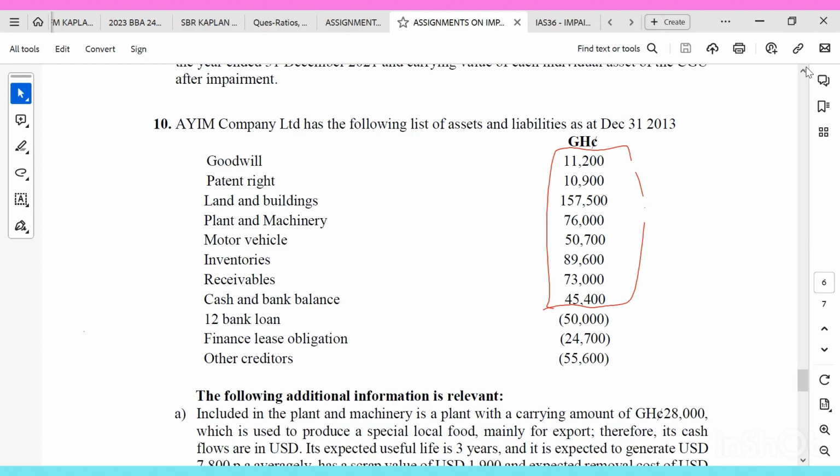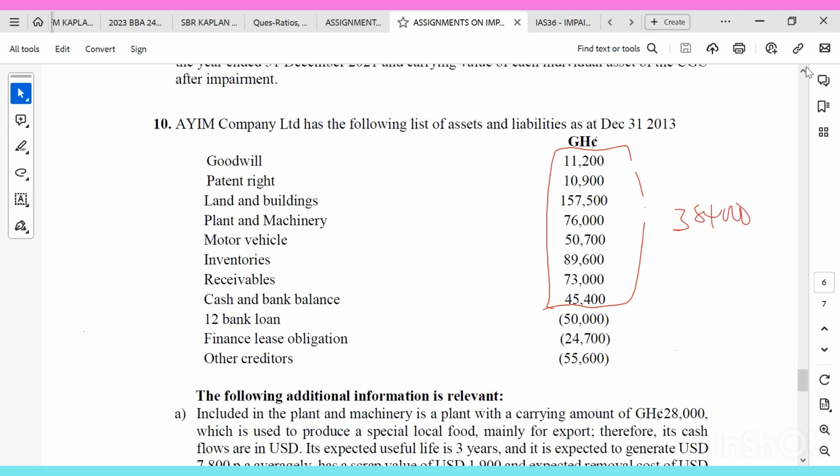373,800. Okay, 373,800. That is the total value, isn't it? Yes. Okay. I've factored the impairment of the motor vehicle. No. You just add it. Just find the carrying value as if there is no impairment. Okay. Then it's 384,000. 384. Okay.